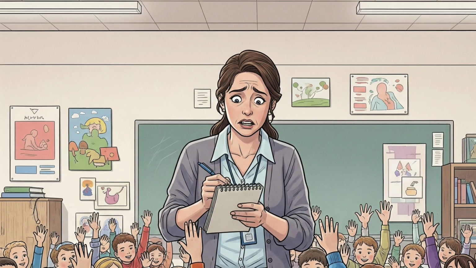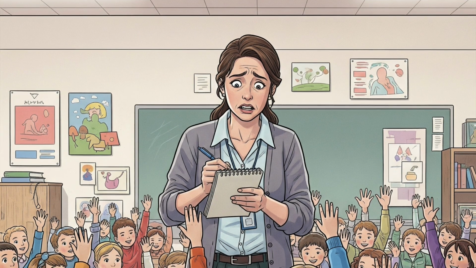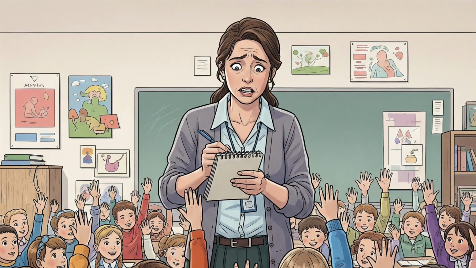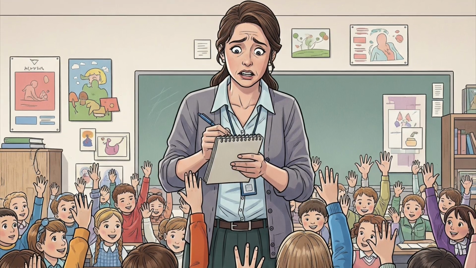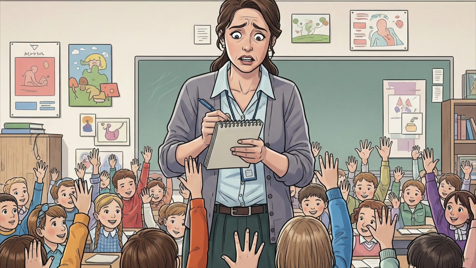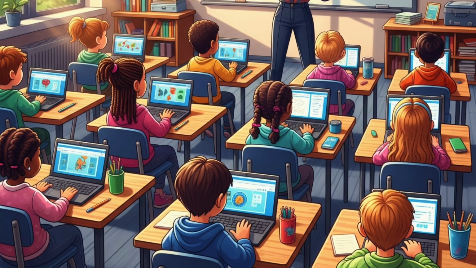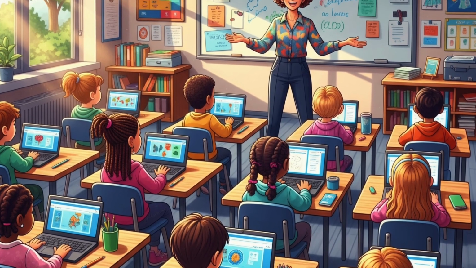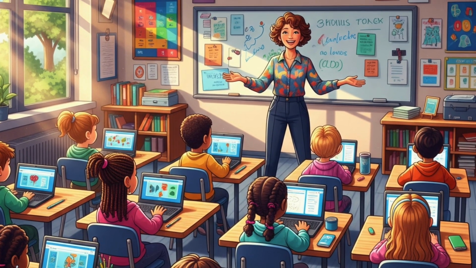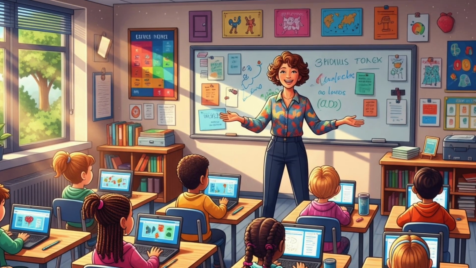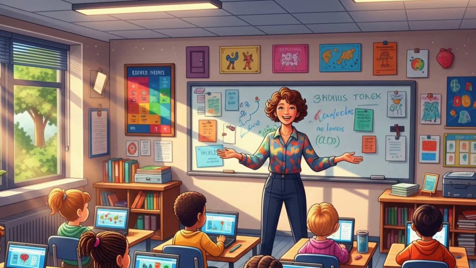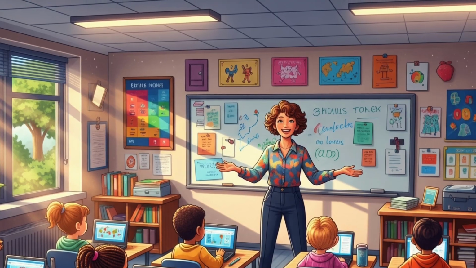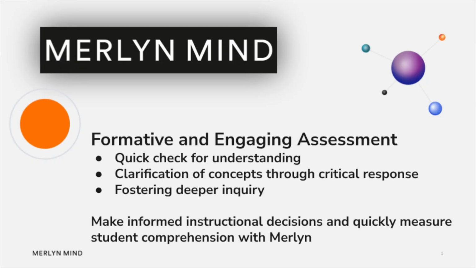Traditionally, gathering real-time feedback might involve calling on a few students, using mini-whiteboards, or collecting paper exit tickets, all methods that can be slow, limited, or disruptive. Merlyn transforms formative assessment, empowering you to quickly gauge comprehension, identify misconceptions, and gather every student's voice instantly, all while maintaining your mobility and connection in the classroom. We'll show you how to conduct quick checks for understanding, clarify concepts through critical response, and foster deeper inquiry.